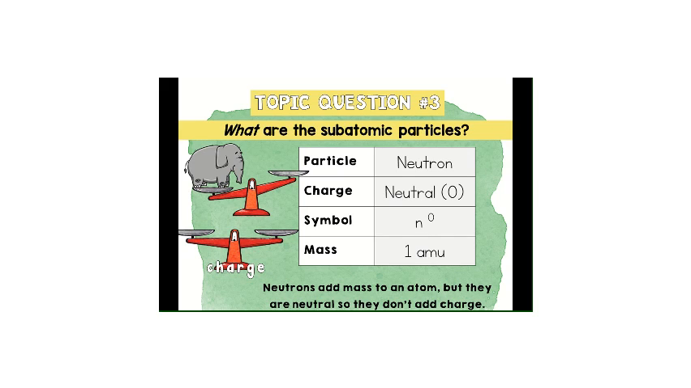Neutrons are neutral. We use that symbol N with the 0 by it. They also weigh 1 atomic mass unit. And neutrons basically just add mass to the atom, but since they are neutrally charged, they don't add a charge, positive or negative.